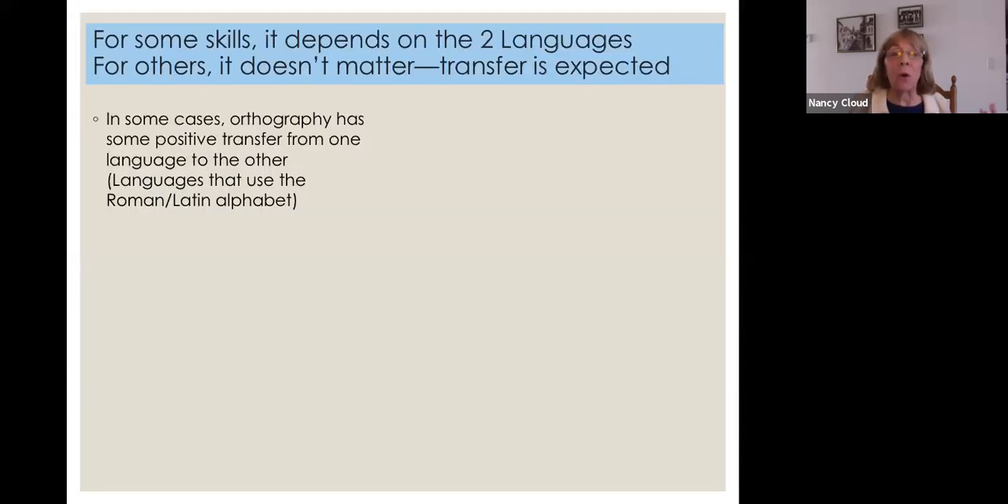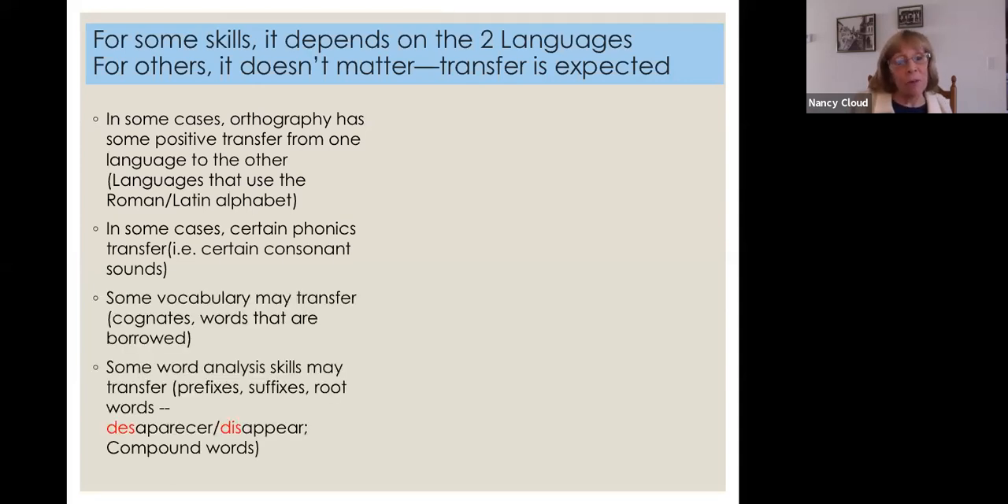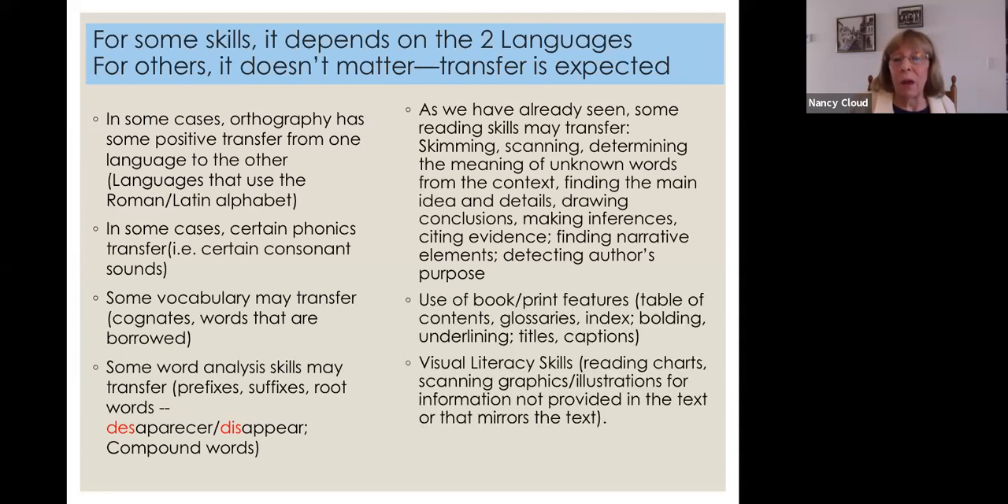But it also does depend on the two languages, right? Actually there can be problems when they share an orthography, because then they think a letter is going to work a certain way and it doesn't in the other language. So some vocabulary may transfer, maybe not. Some word analysis like prefixes and suffixes may transfer, some may not. And we've seen reading skills transfer, and we've seen visual literacy skills transfer.